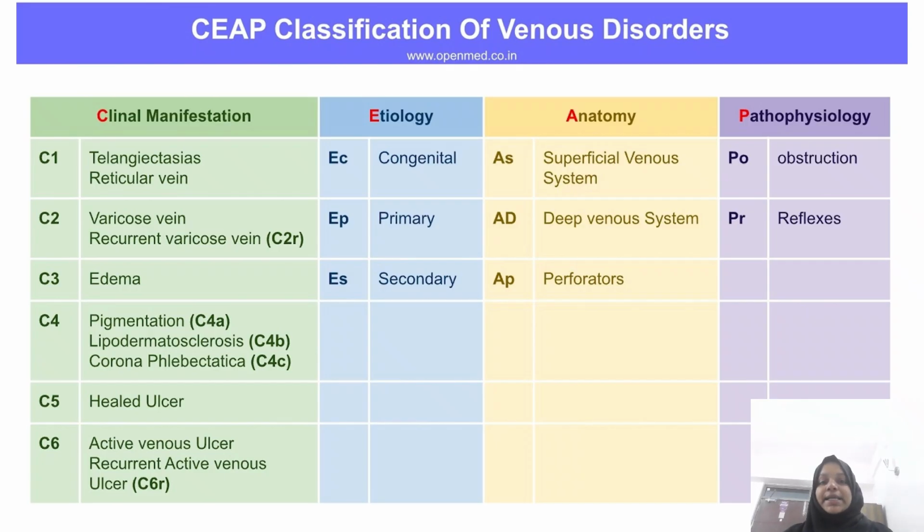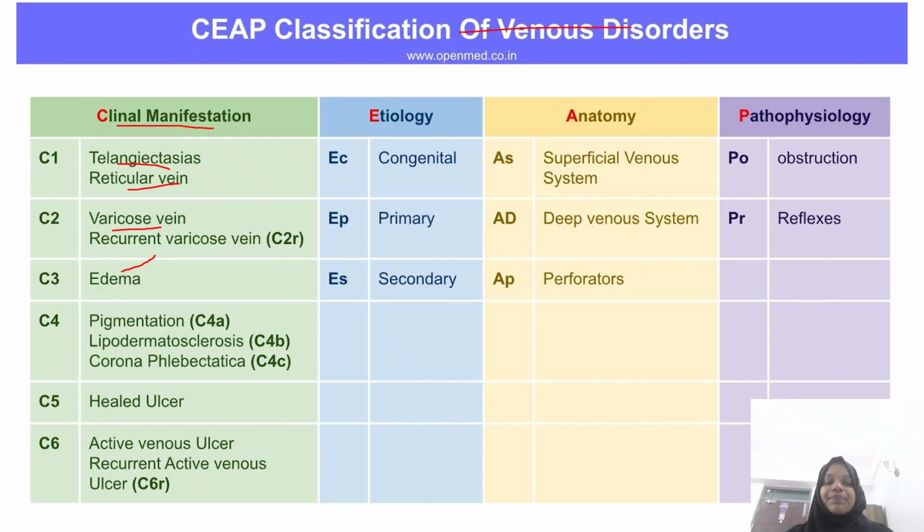This is the CEAP classification of the venous disorder. Sometimes they ask what is the category of this varicose vein. So C1 is based on the clinical manifestation. C1 means telangiectasias or reticular veins. These are small veins, okay, very small in diameter. C2 means very obvious and engorged veins, which are like varicose veins.